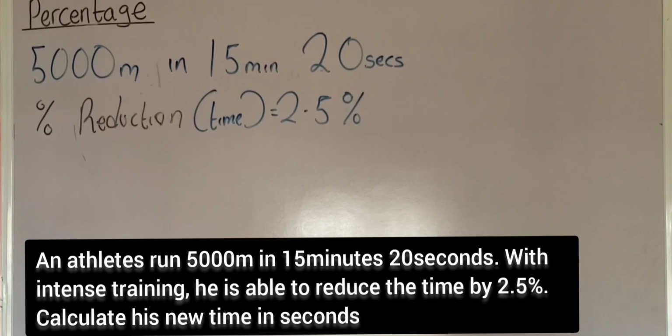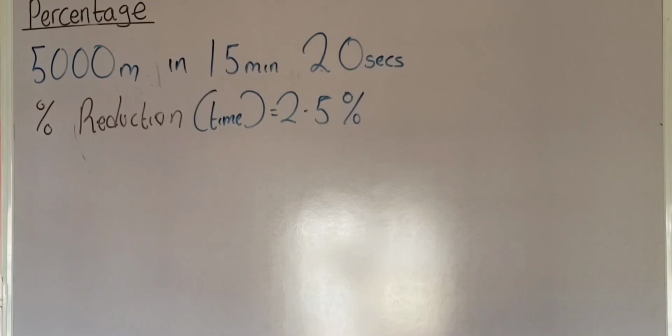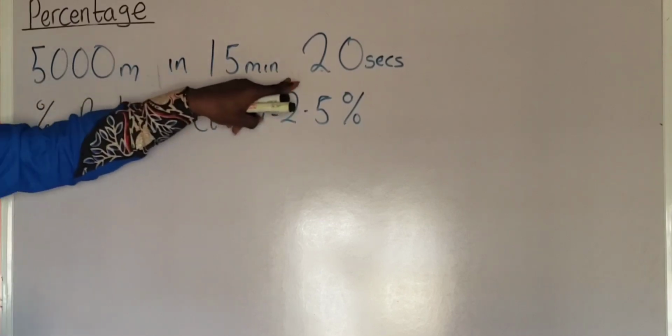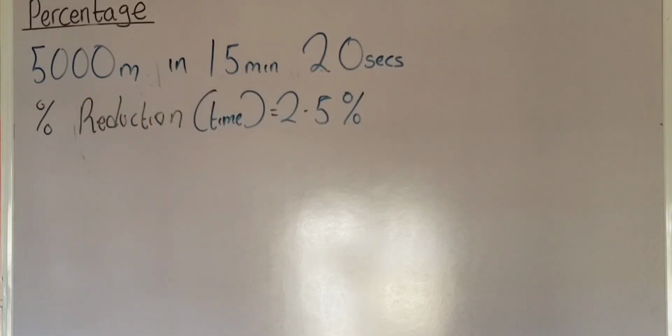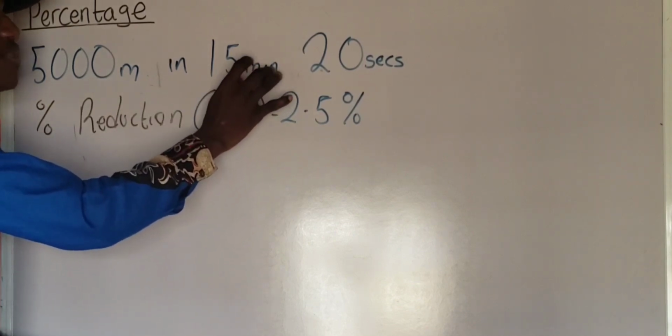Are you getting what I'm saying? Maybe you didn't understand what I'm trying to say. You have to first calculate the actual time of reduction. To get the reduced time, we have to take the percentage of the initial time. The initial time that he is using to run 5,000 meters is what? 15 minutes 20 seconds. For easy calculation, change 15 minutes to seconds.